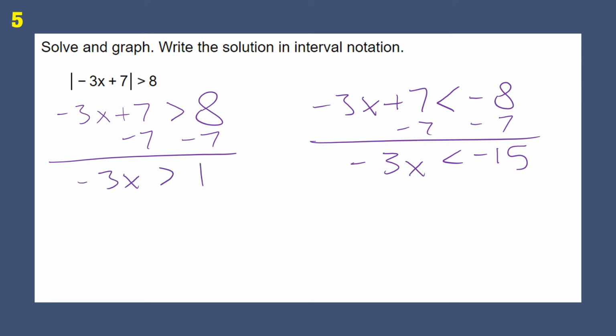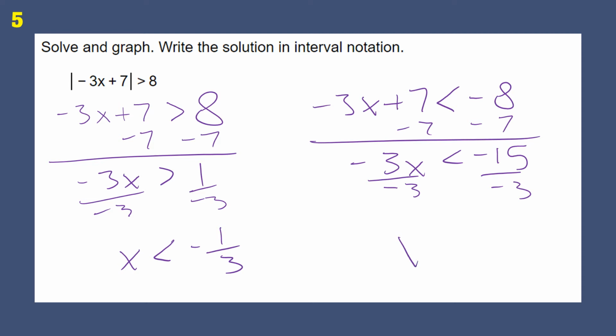And so I'm going to divide both sides by -3. And again, I'm going to do both of them at the same time because that feels fancy. Notice that when I divide by a negative, I have to flip the sign. So that's going to happen here. And I end up with those two inequalities.